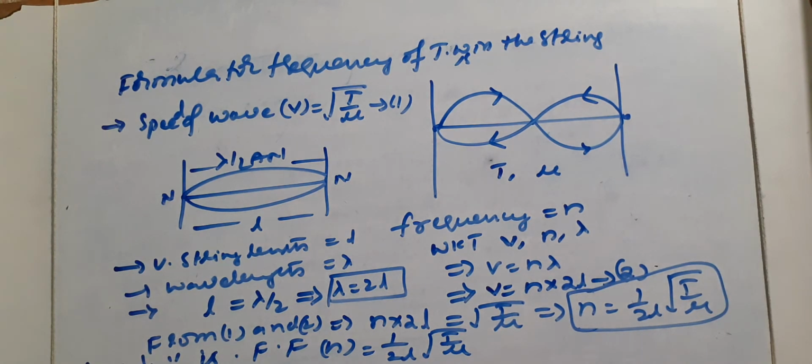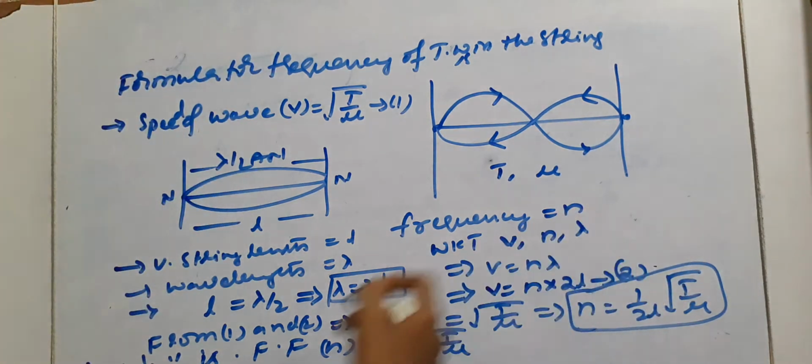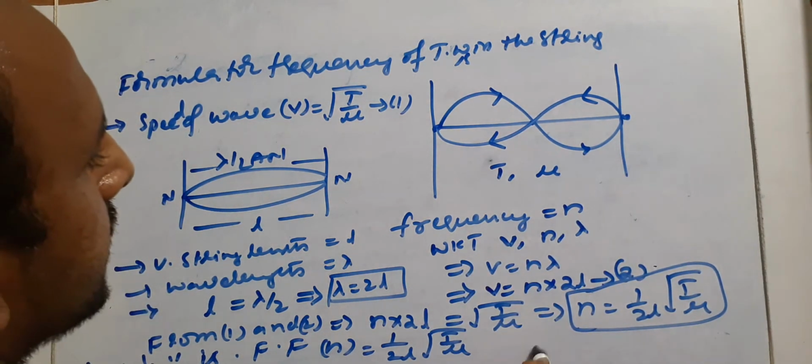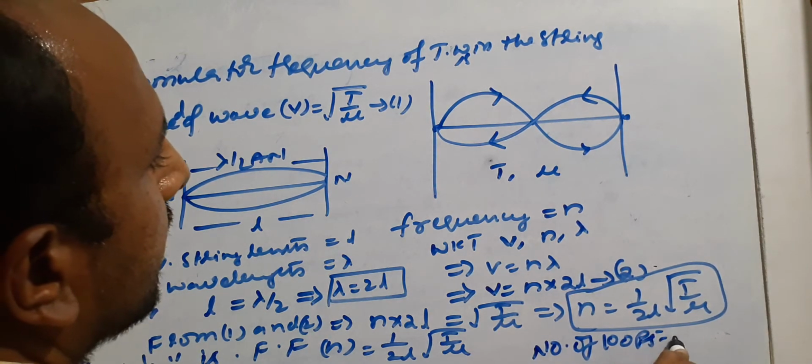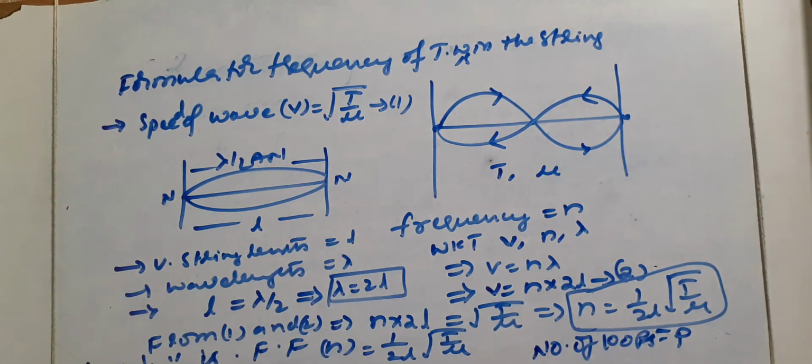Suppose the string is vibrating with a number of loops P. So the string is vibrating with the number of loops taken as P. But here only one loop is there, in which node and node are formed at the ends. The string is vibrating with only one loop.